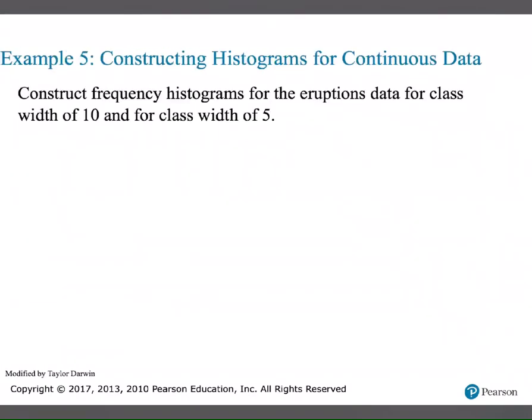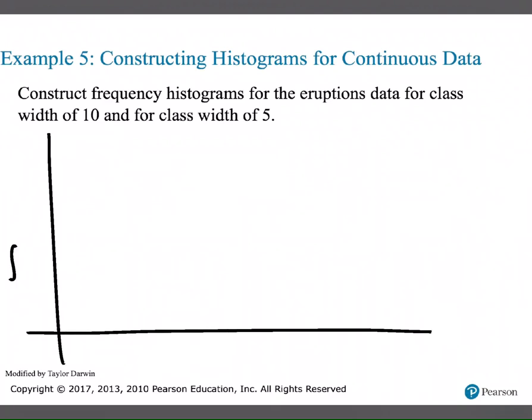Okay, so this says construct a histogram for continuous data. We're going to use that eruption time that we started grouping in class sizes of 10. I'll just tell you the frequency for each. I do not have enough room to write all this: 1, 2, 3, 4, 5, 6, 7. But I will write the first one so you can see where I'm getting at.